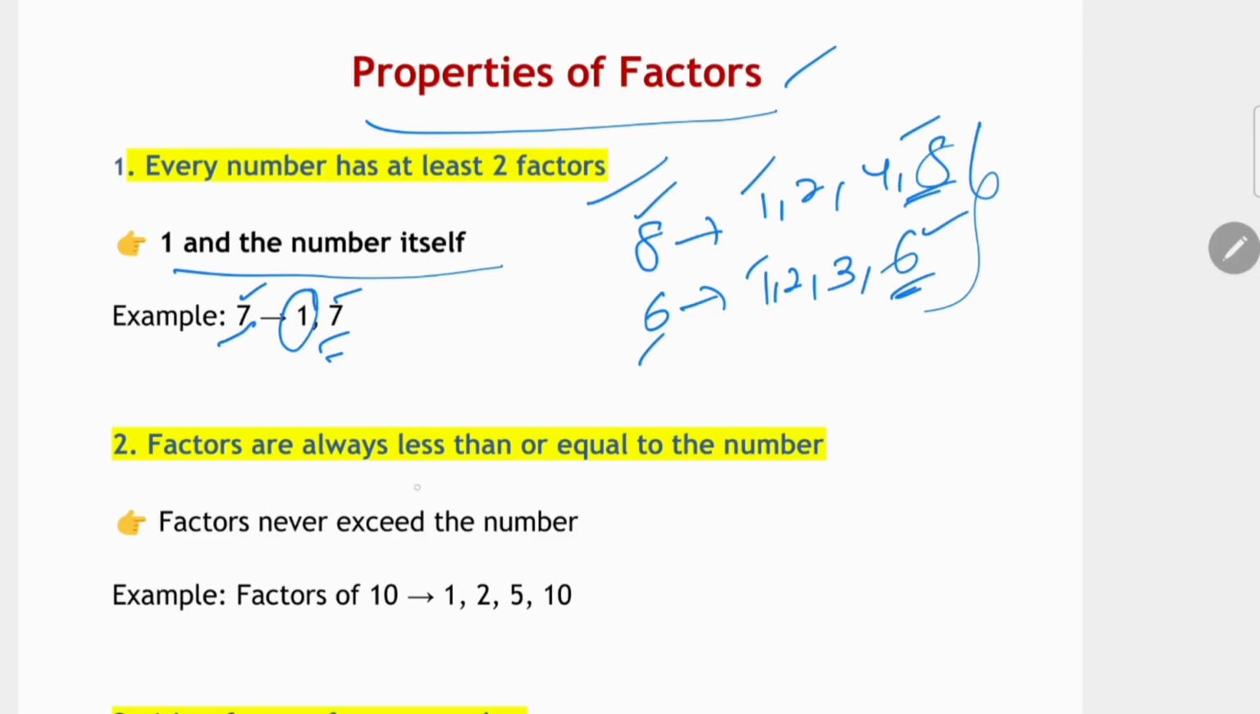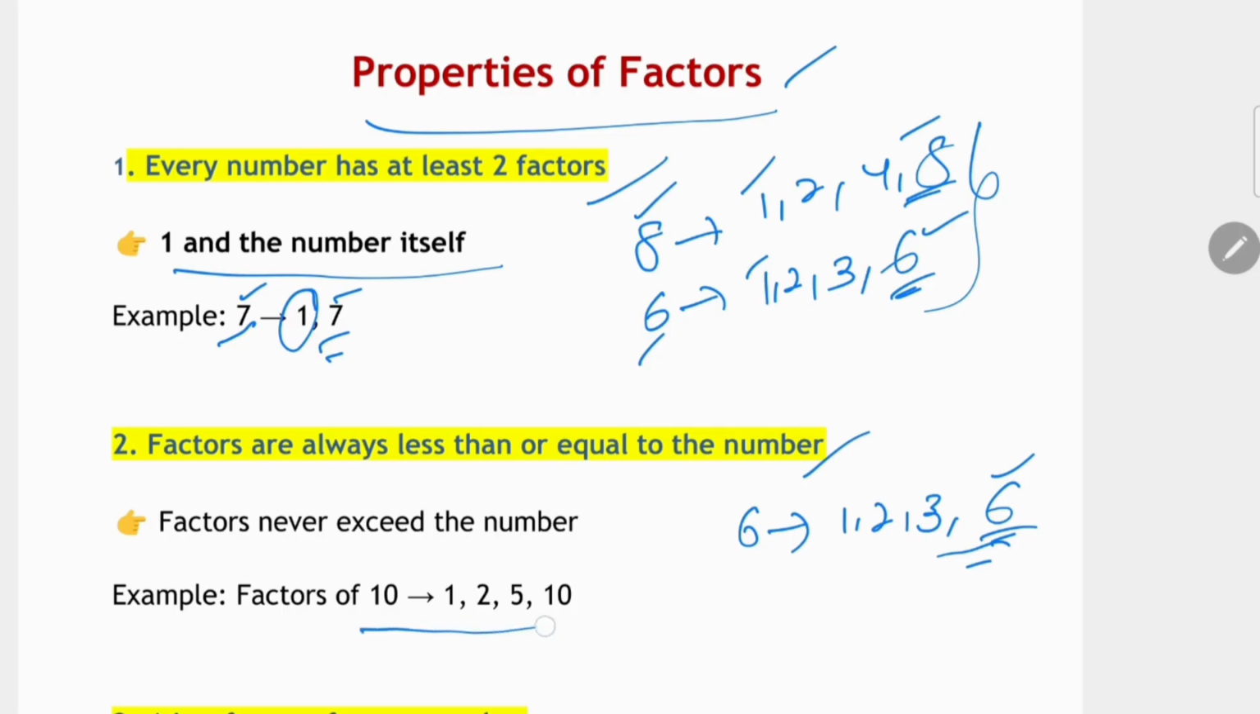And the next one, factors are always less than or equal to the number. For example, we have to write the factors of 6: 1, 2, 3, 6. So factors are always less than or equal to the number. Here you observe the factors of 6, what is the highest factor? 6. So 6 is equal to the number. There is no factor higher than the number.